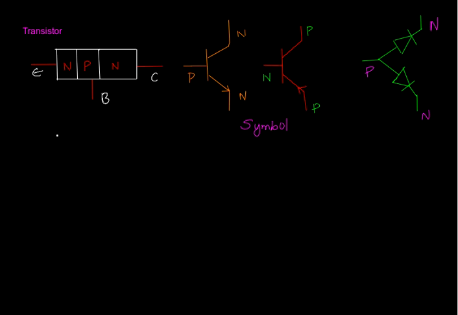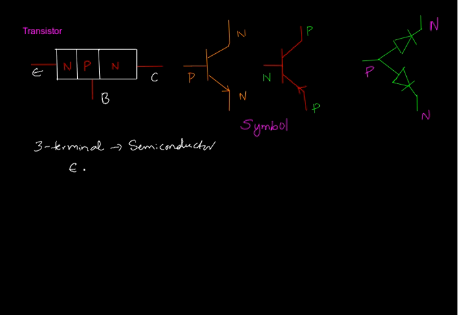In this class, we discuss a transistor. A transistor is a three-terminal device and it is a semiconductor device. Here we can see the three terminals: one is emitter, base and collector.